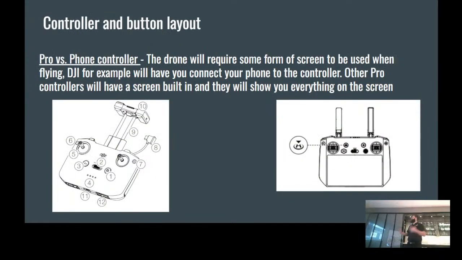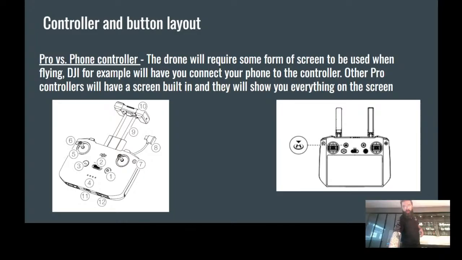Now, when it comes to drones, there's going to be a pro versus phone controller. The pro controller is going to have a screen on it. You won't have to use your cell phone while you're flying, whereas the non-pro controller will require your phone. You can use your phone, you can use another cellular device, doesn't have to be that, just has to have internet service. When you're flying with the one with the screen, it doesn't necessarily need that, but you can connect your phone to the controller, which will give you access to GPS location and everything else that you might need while flying.